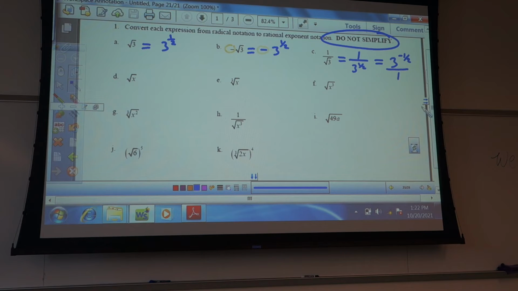Yes, no? Remember, if it's on the bottom, I can move it to the top and just make the exponent negative. Or we just kind of know this, right? Because remember, we talked about this before, how 1 over x is x to the negative 1. Remember we discussed this before? Yes, no? Okay. So I can just move it to the top, and it's a negative exponent, because I'm dividing by it.